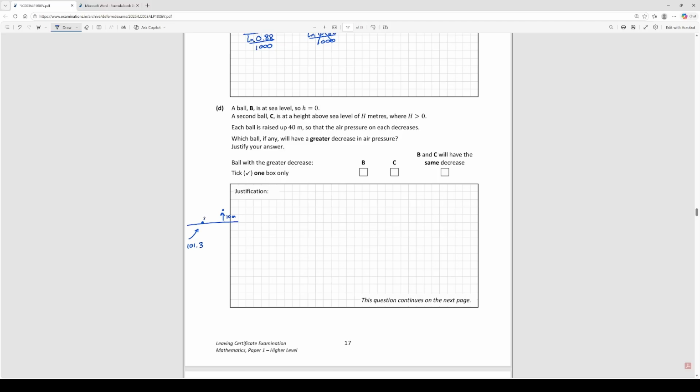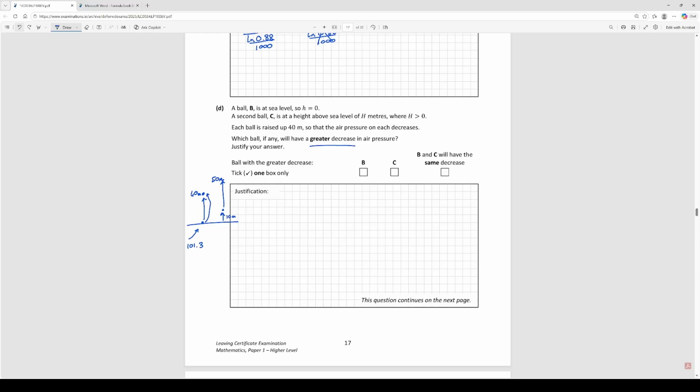And then I'd add 40 to both of them. So now this one is at a height of 40 meters up, and this one is at a height of 50 meters up. I just put in 40 and 50 and see which one has a greater change when it goes from its original to its new position. See which one has a greater decrease. Don't compare these two to each other, compare them to their original position and see which one has a greater decrease.